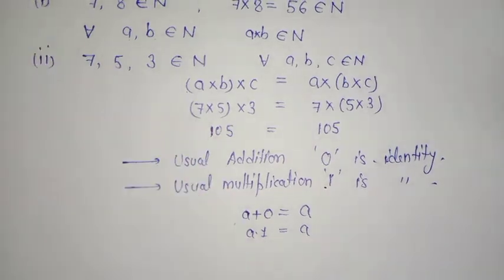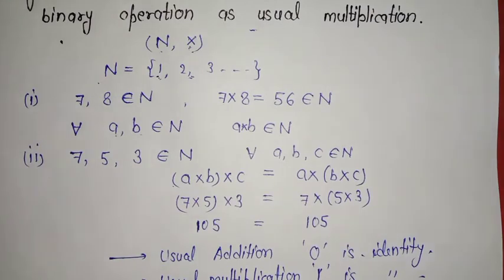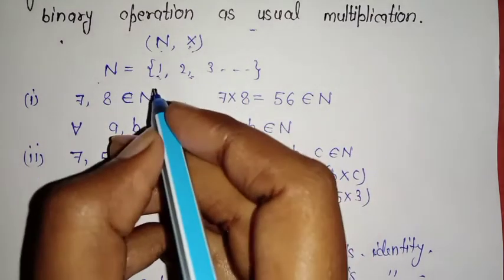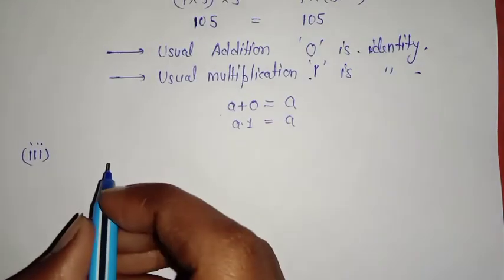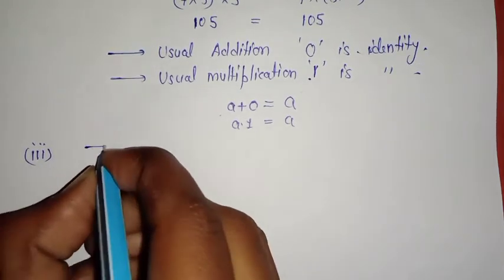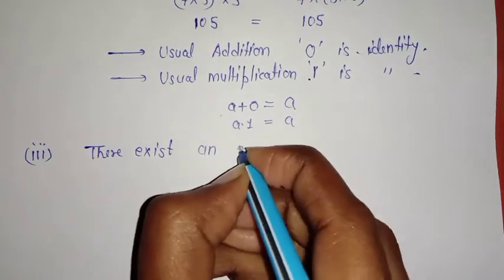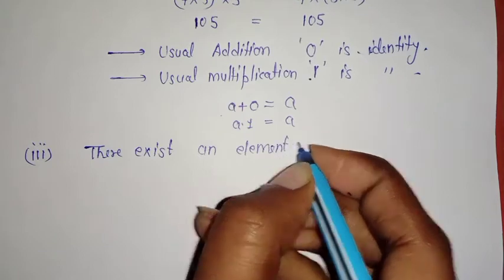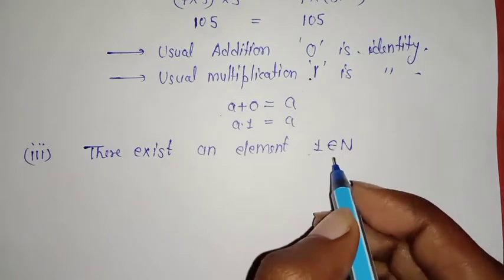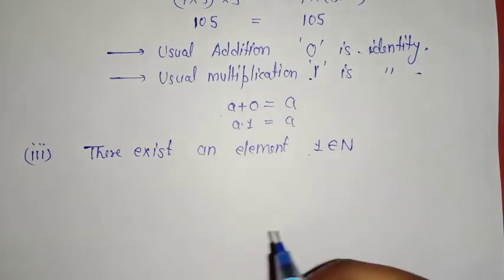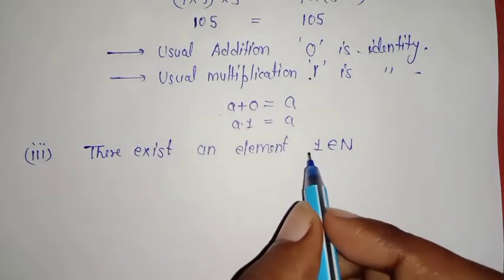Now in this example we are taking multiplication as the binary operation, so we have to take 1 as the identity element, and we know that 1 is an element of N. So this is the identity of this set. In order to show the third property, firstly we take: there exists an element 1 belongs to N, and this is called the identity element of the set of natural numbers when we are taking the algebraic structure with the binary operation as usual multiplication. So this is our identity element, and this is called the multiplicative identity.